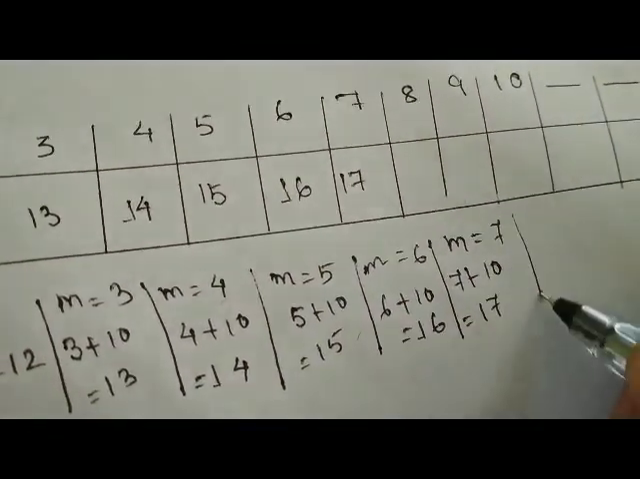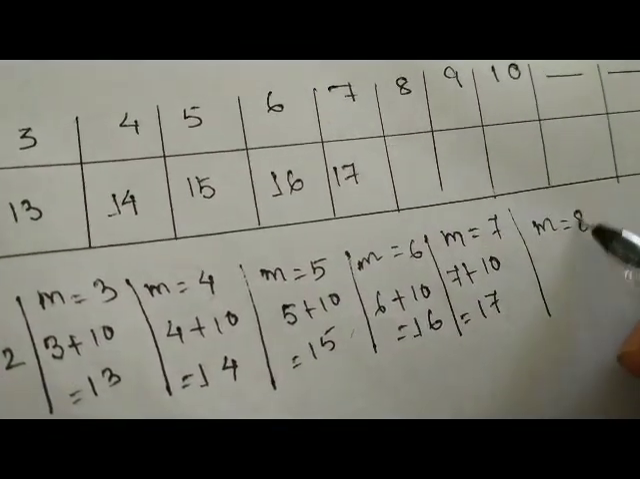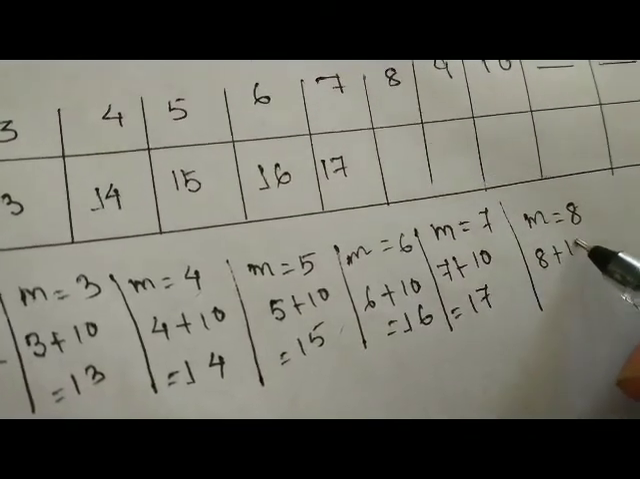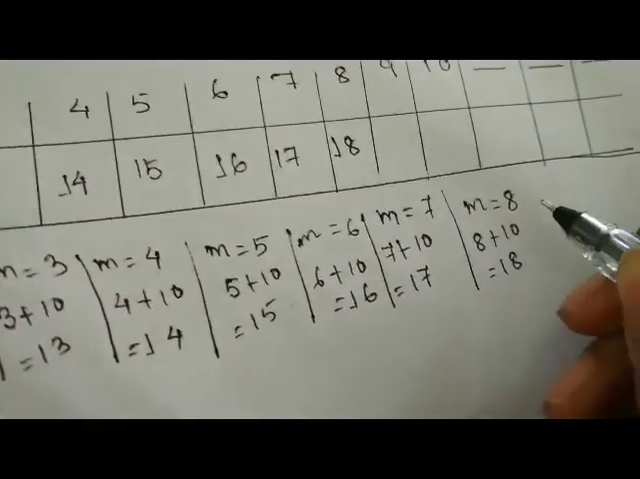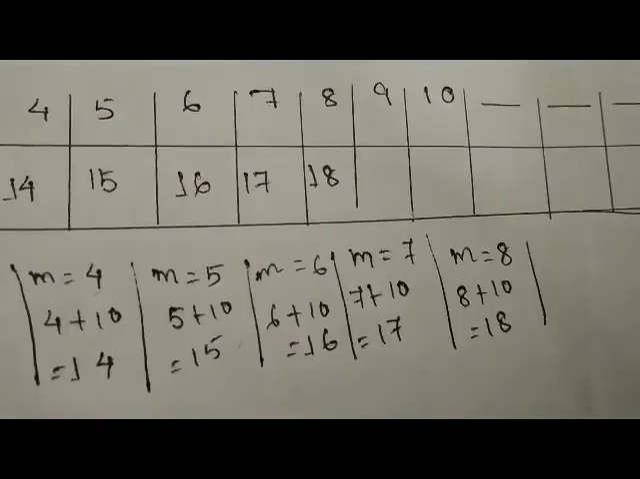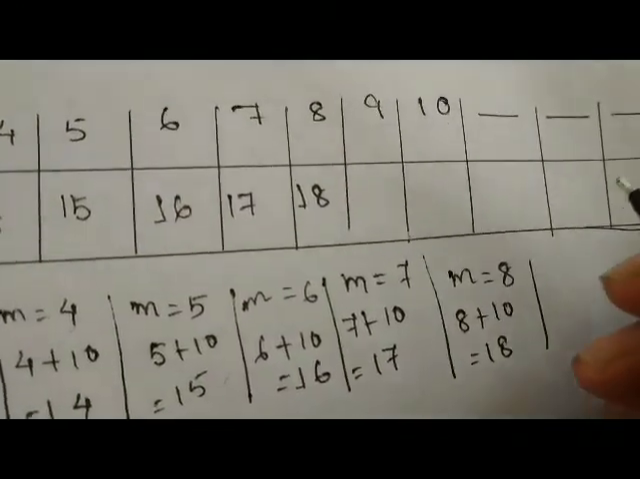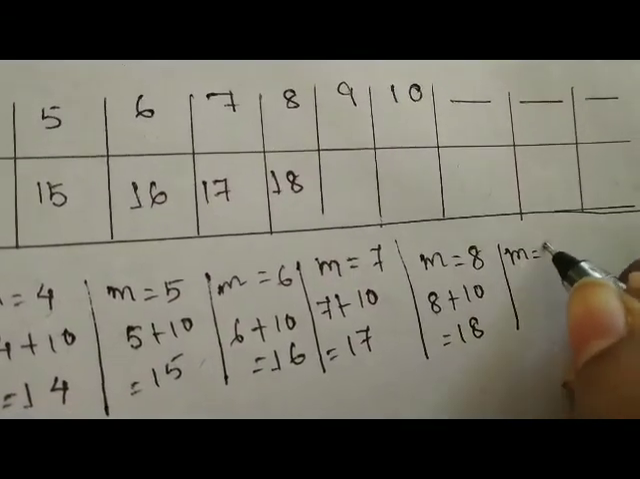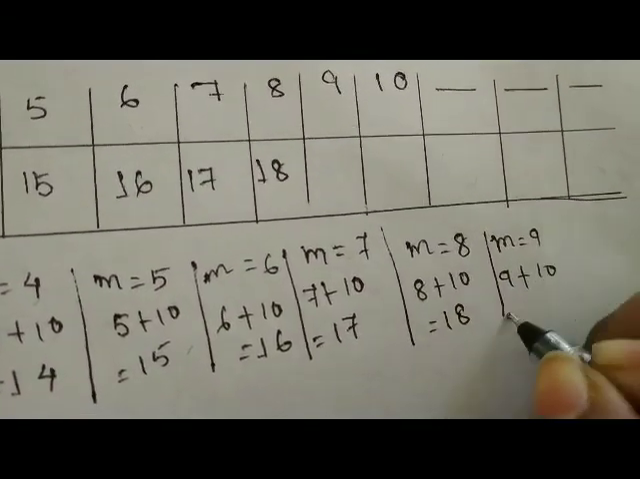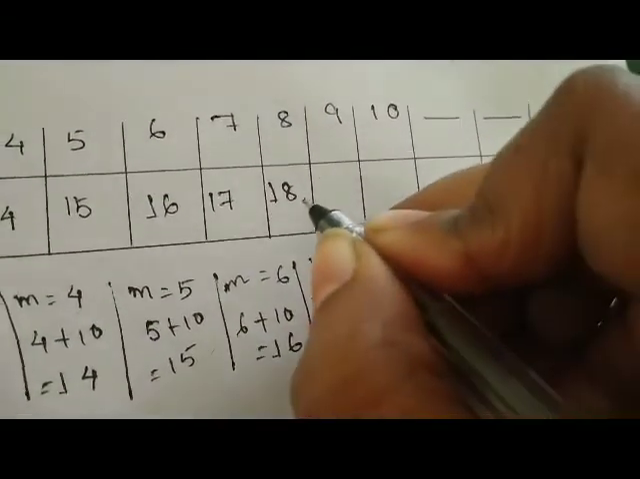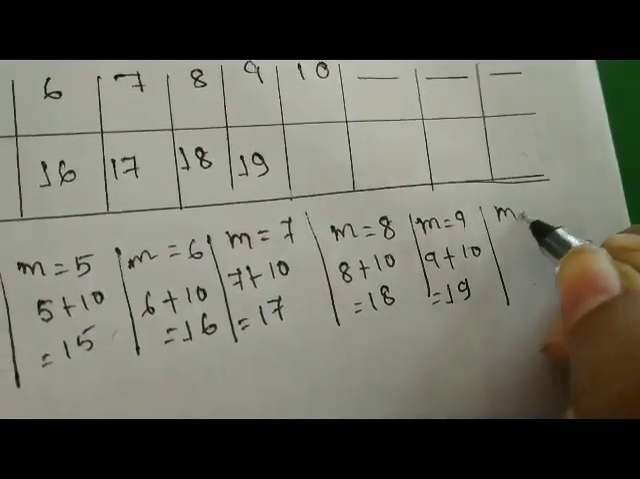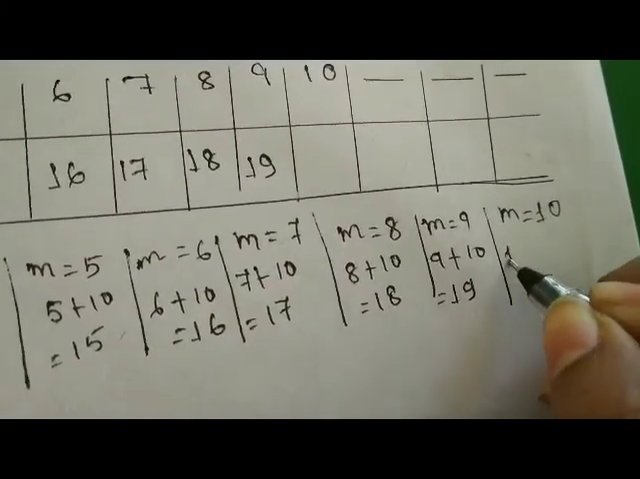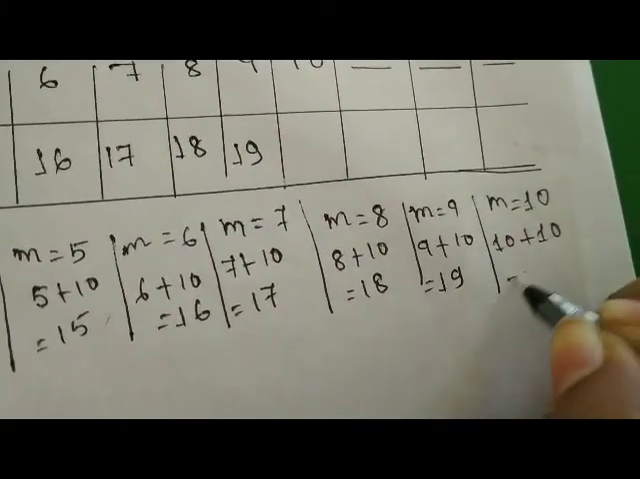Now when m is equal to 8, 8 plus 10, it will be 18. So here we will write 18. Now when m is equal to 9, 9 plus 10, which is 19. Now putting m is equal to 10. So 10 plus 10 will be 20.